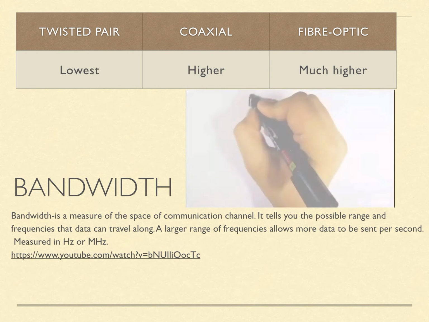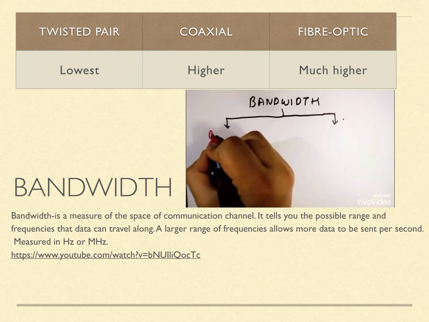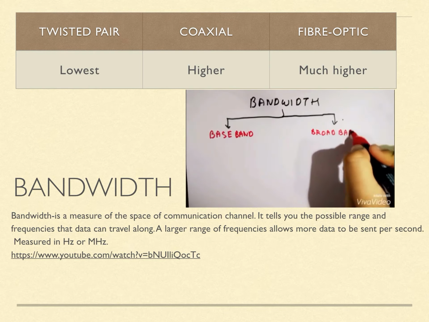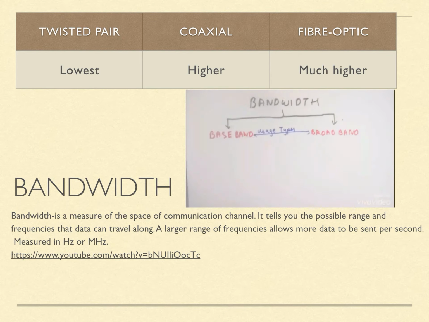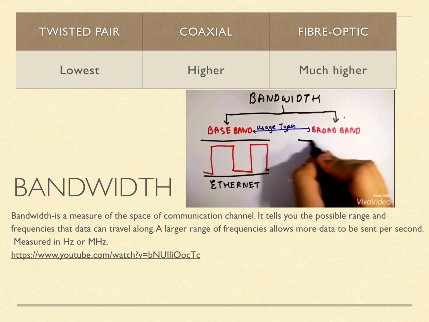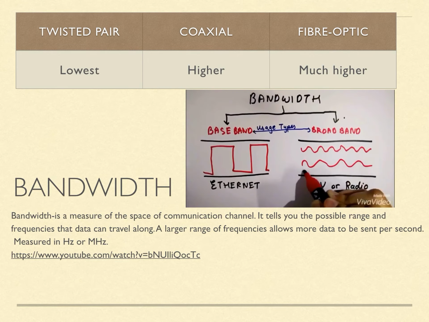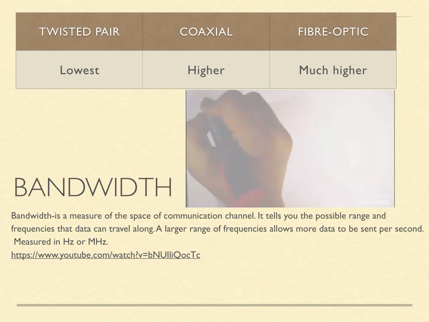The electromagnetic band in the bandwidth can be used in two different ways, namely baseband and broadband. You may have heard these terms, but what do they mean? Baseband, which is used in Ethernet connections, uses the whole band to transmit just one signal of information, whereas broadband, which is used in TVs, transmits a number of signals through the whole band.